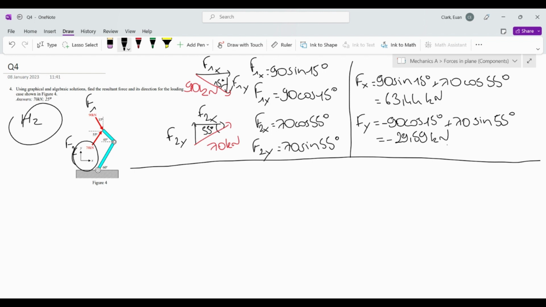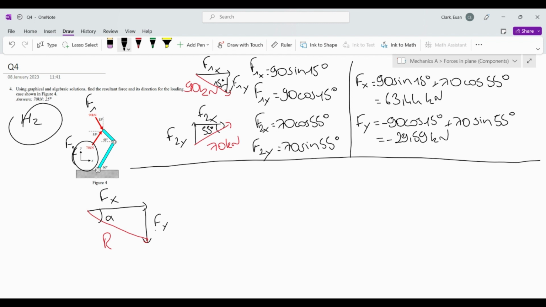Perfect. Now that we know the components, we know that the force is going to go to the right and downwards. So this is going to be Fx, and this is Fy, and this is going to be our resultant force, R, and we want the angle with the horizontal, which is this angle over here. We're going to call it alpha.